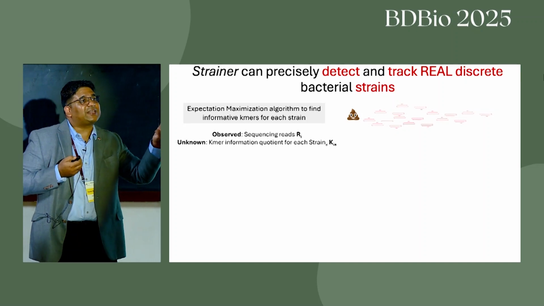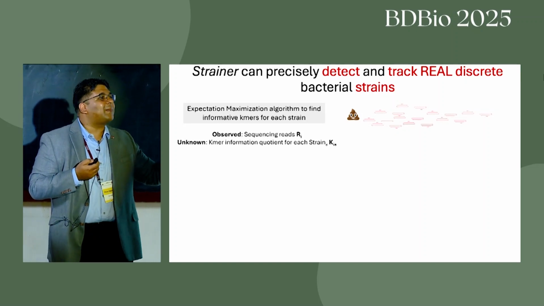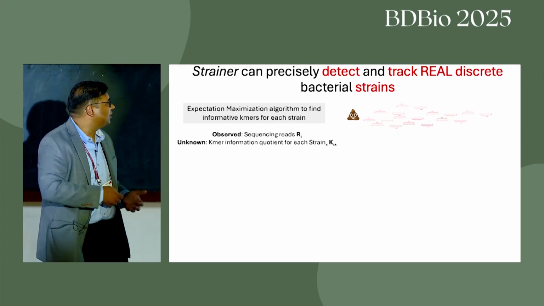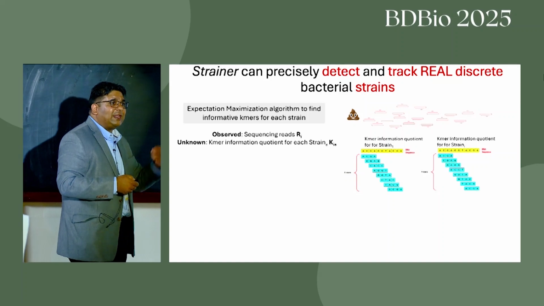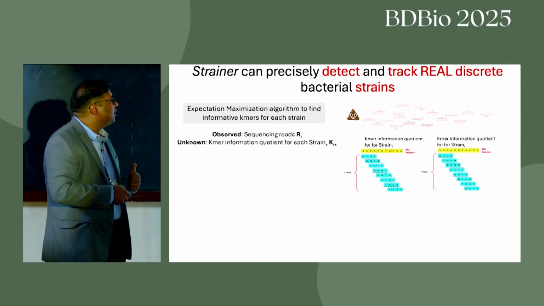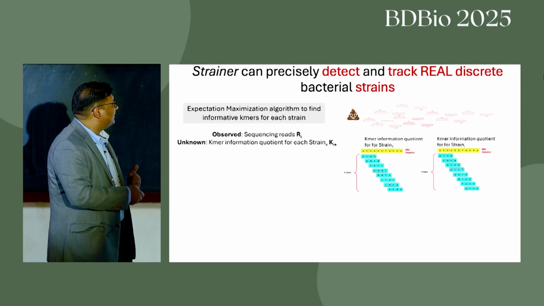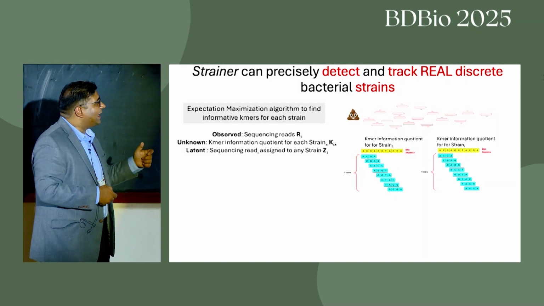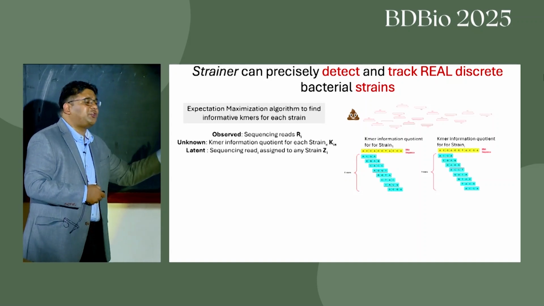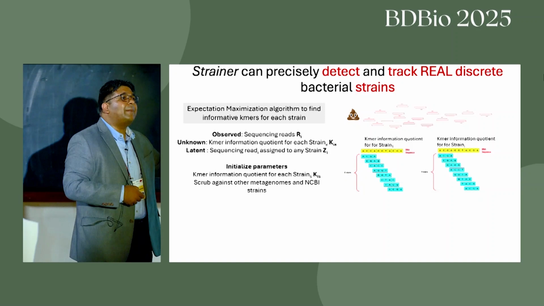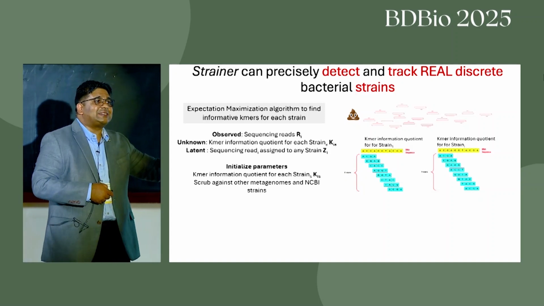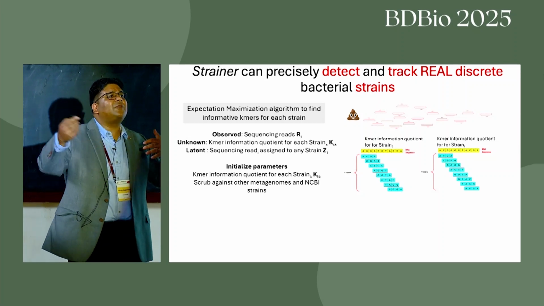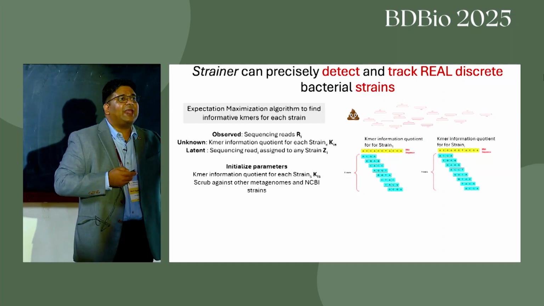A sequence of size n can theoretically have n minus 31 unique k-mers, in this case the k-mer size was 31. So how do we identify those unique informative k-mers which we can then track? This is the unknown part, and the latent variable in this case was the sequencing read assigned to each strain. Initially we come up with the best guess for the unknown parameters, and here we used a clever approach: k-mers that are already shared with other strains, that are promiscuous, are not informative.